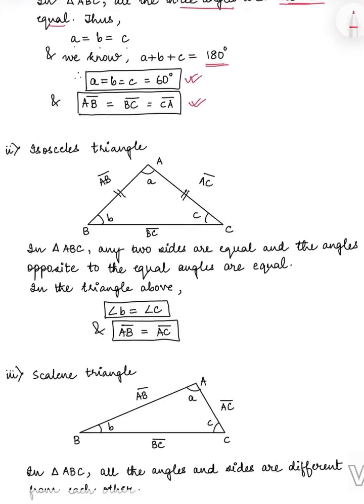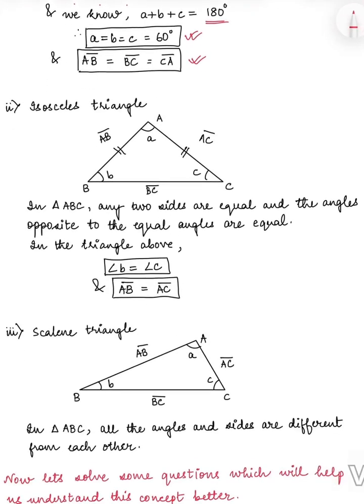The second type of triangle is an isosceles triangle. So what does that mean? It means that any two sides are equal and the angles which are opposite to the equal sides are also equal. Okay, so basically we have AB and AC which are equal to each other. So the angles, this is opposite to AC, this is opposite to AB, so angle B will be equal to angle C, and over here we have AB equal to AC. Okay.